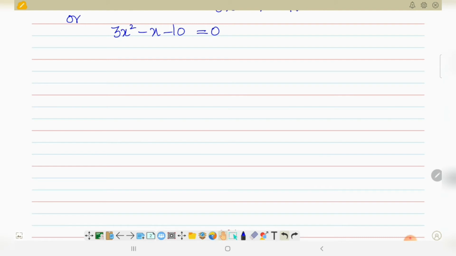Now we'll solve it just for the value of x. We'll factorize it by breaking down the middle term. So if we multiply first term with last term, we'll get minus 30.